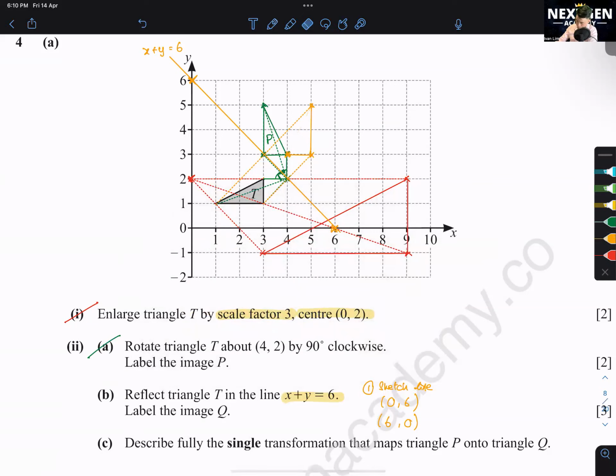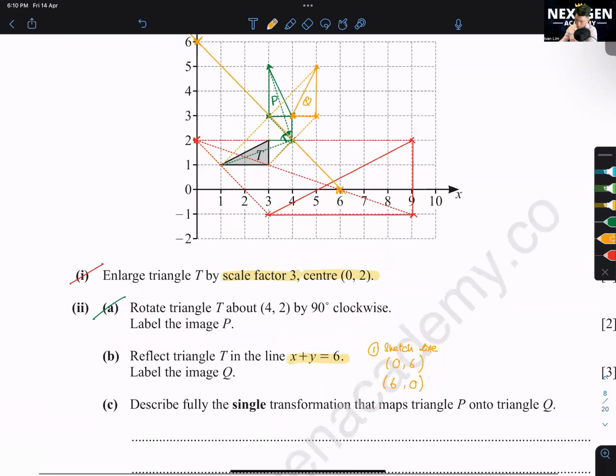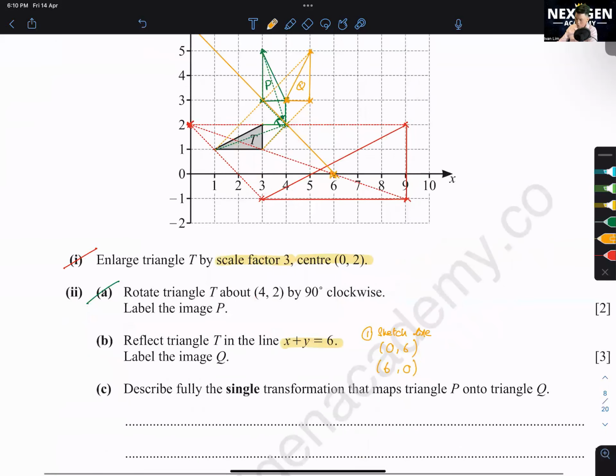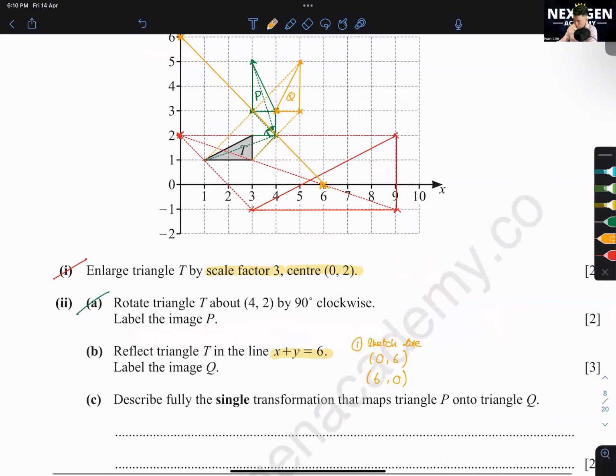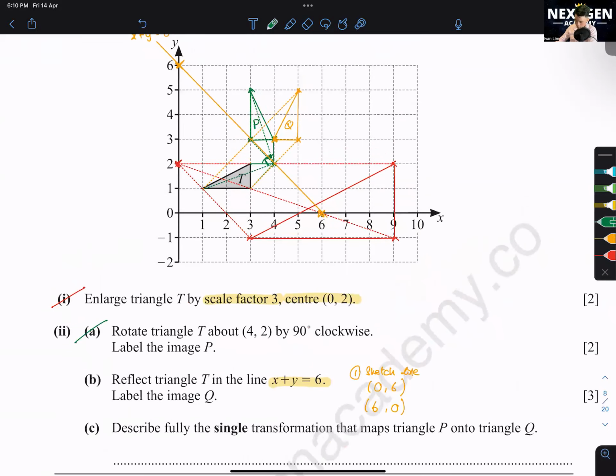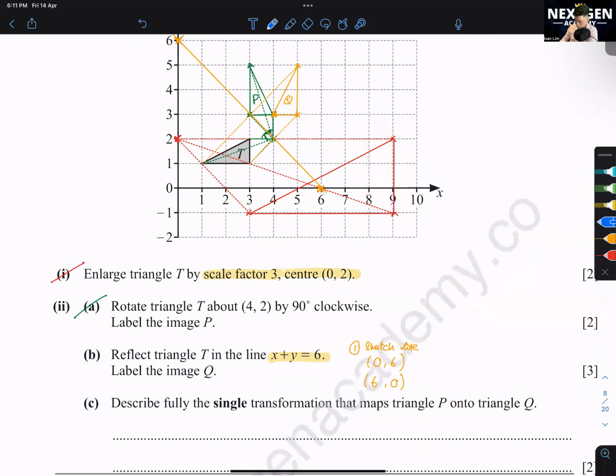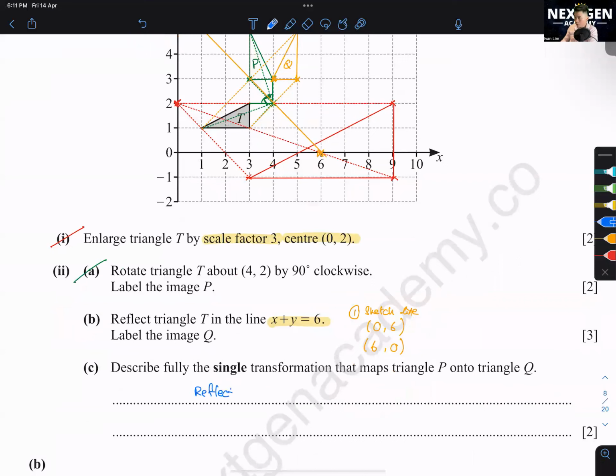Okay, last one. This is QR. Describe fully the single transformation that maps P onto Q. So P to Q. What type is this? This is a reflection. And where's your line? The mirror will be x equals 4, right? So they want from P to Q, basically this green color one to this orange color one. So my answer here will just be reflection in the line x equals 4.